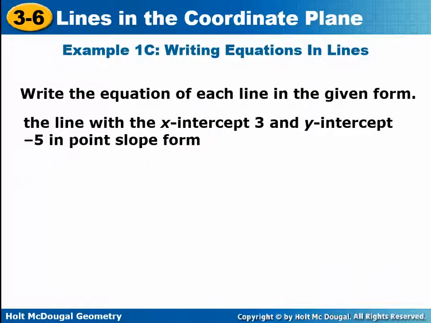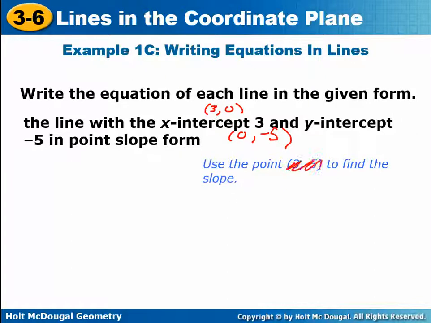Okay, one more example. This one's an easy one. It says write the equation of each line in the given form, the line with the x-intercept 3 and the y-intercept negative 5. So when they give you these, I would write this as 3, 0, and I would write the other one as 0, negative 5. Okay? So I'm going to use those points to find the slope. So m is equal to negative 5 minus 0 over 0 minus 3. So our slope is 5/3.